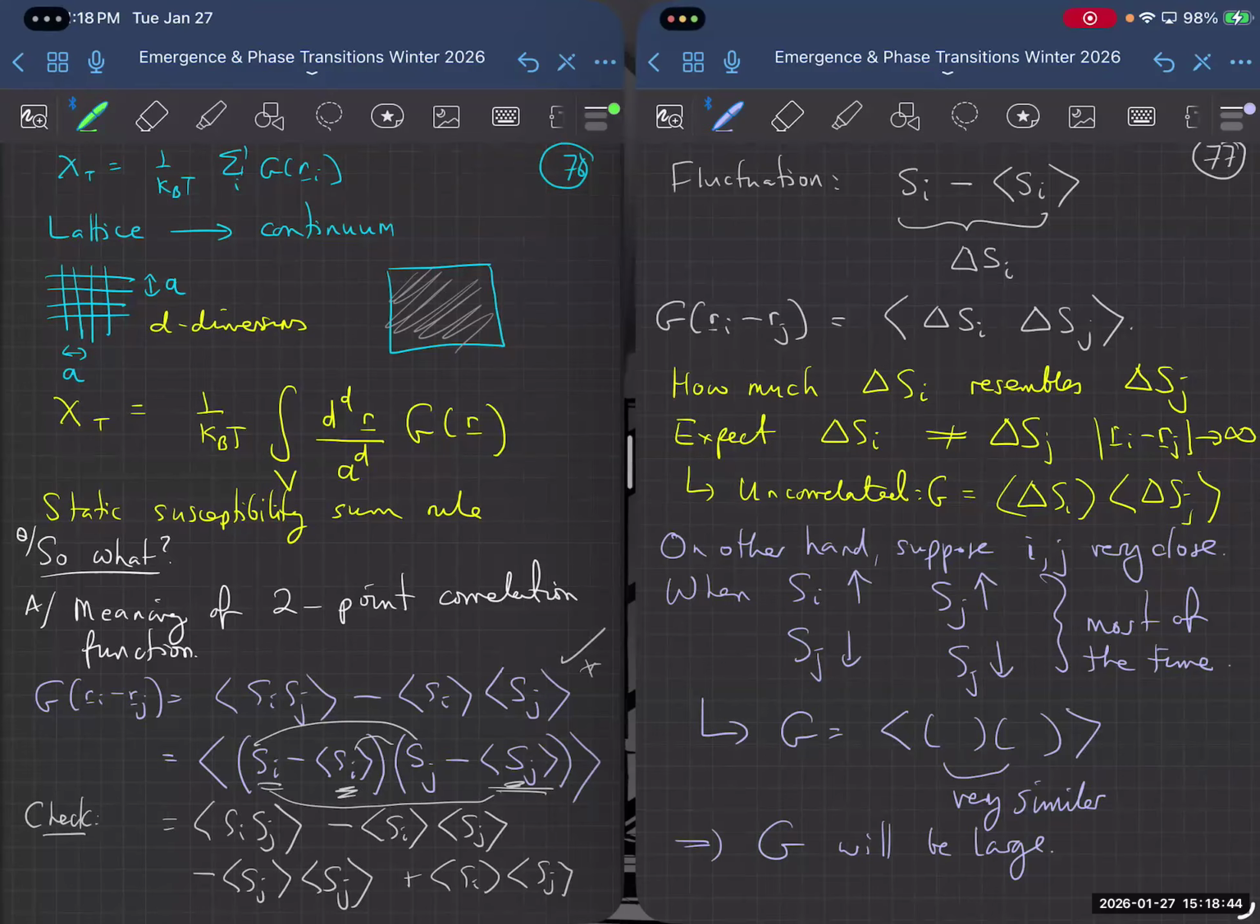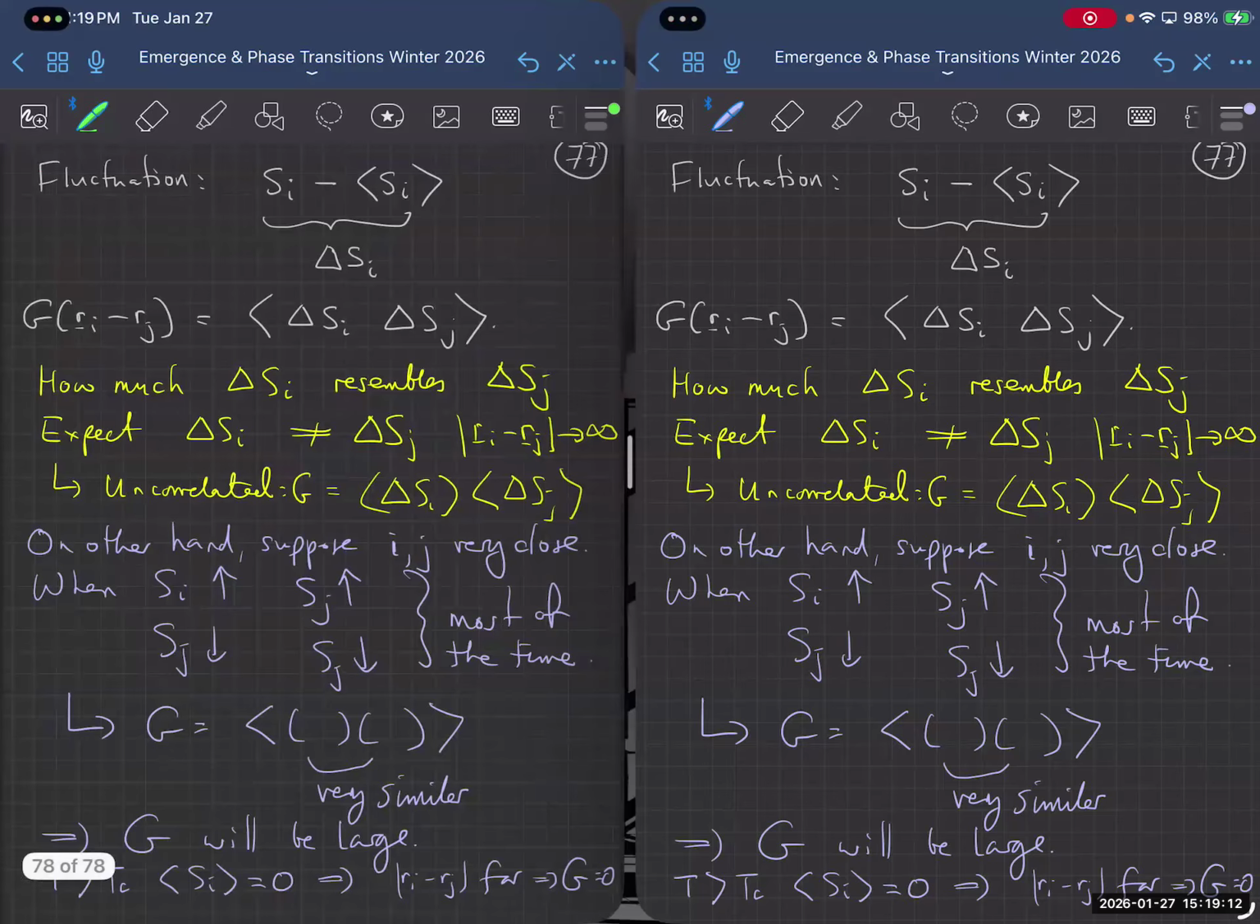On the other hand, let's suppose that we're above TC, where the expectation value of the spins is equal to 0. Then that would mean that if Ri and Rj are far apart, G would be equal to 0. So in the case where they're uncorrelated, the average value would be 0, and therefore the correlation function would go to 0. I'll come to your question in just a second.